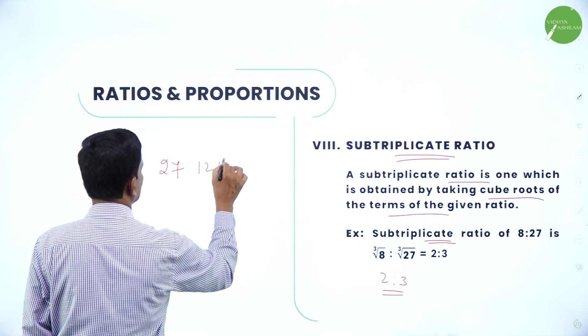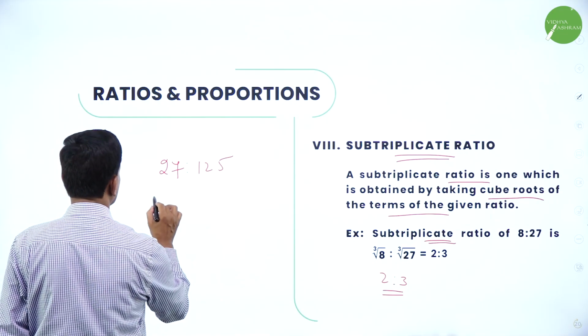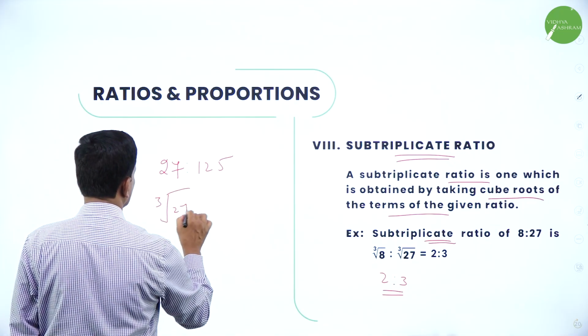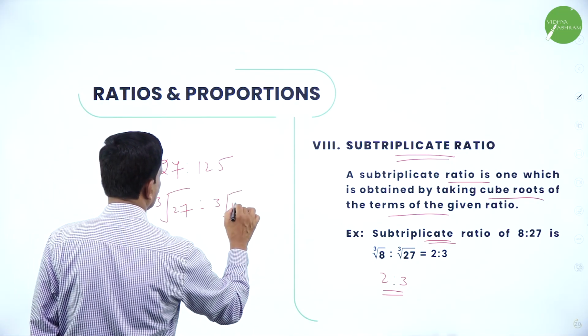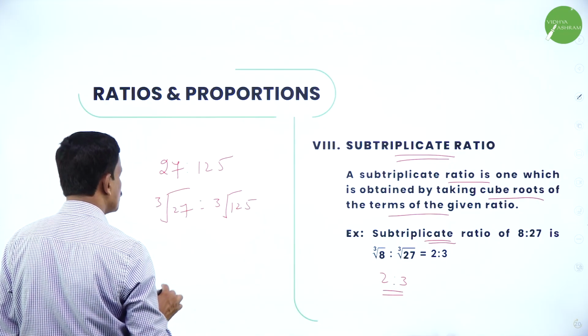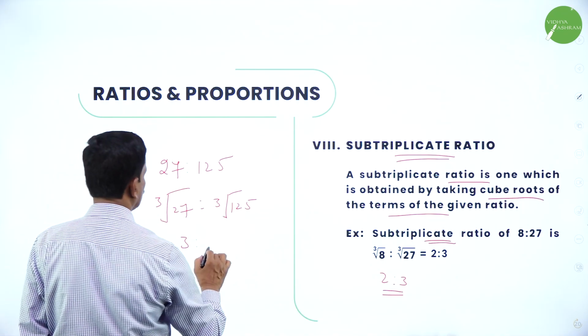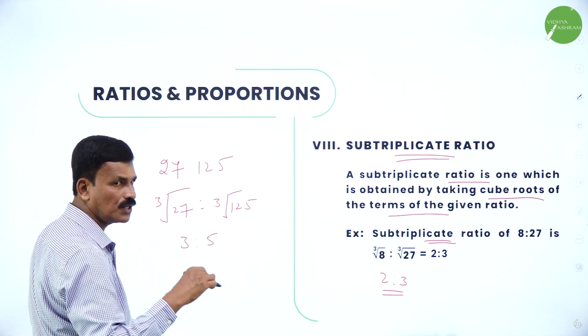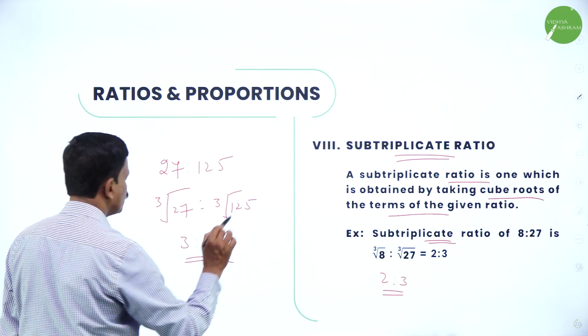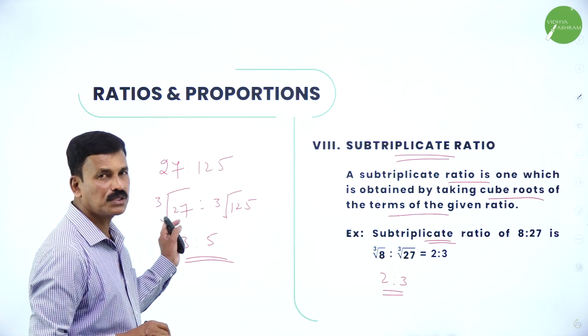Let us take one more example. 27:125. What is the sub-triplicate? Cube root of 27 is to cube root of 125. Cube root of 27 is 3. 3 3s are 9, 9 3s are 27. Cube root of 125 is 5. 5 5s are 25, 25 into 5 is 125. So, this is called the sub-triplicate.